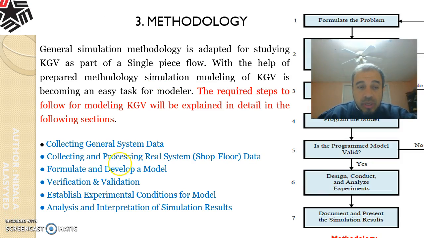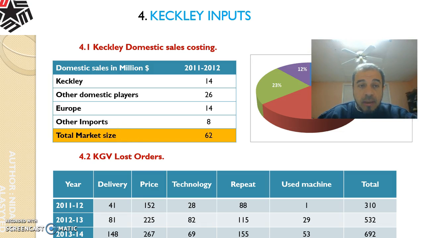Now, the methodology we used: we collect data. Of course, we need general system data. We collect the processing time data for each operation and for each shop floor. We formulate a model, then we verify and end up validating our model, and establish some experimental conditions. That requires certain assumptions, analyzing, and interpreting the simulation results we get through Arena.